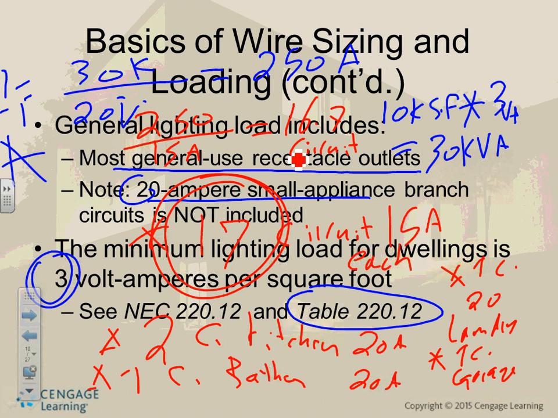Now, do you guys know all these circuits? Now, what happens if you have an AC? The guy wants to cool his house. What would you do with an AC? What's the circuit for the AC? What size circuit? We talked about this one. 30 amps. So add another 30 amp circuit here. 30 amp for AC.